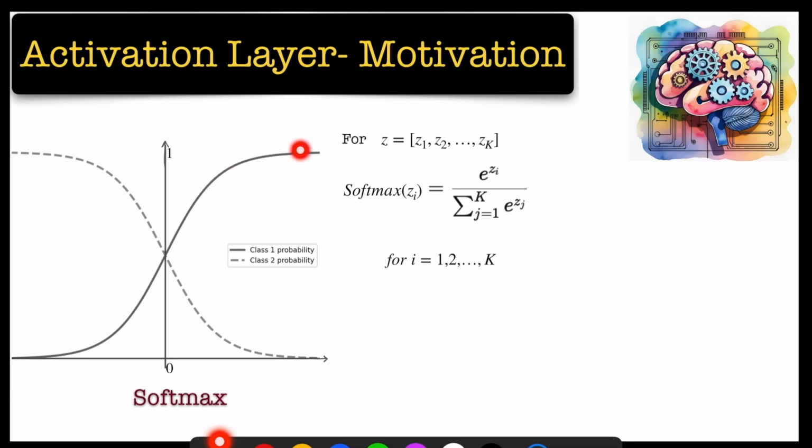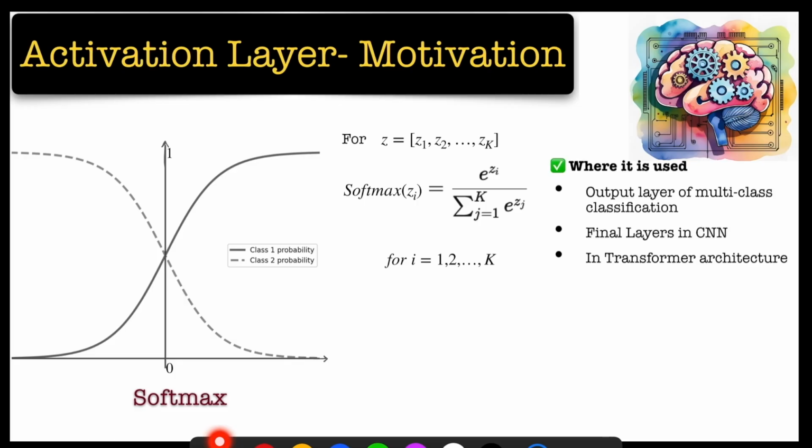So here we have one scenario with binary classification. If we used sigmoid, we would get only one probability, right? But here, because we have multiple classes, we'll get multiple probabilities. I'm just showing two classes here. So this is class 1 probability, this is class 2 probability. At any point, the summation of these two probabilities will be 1.